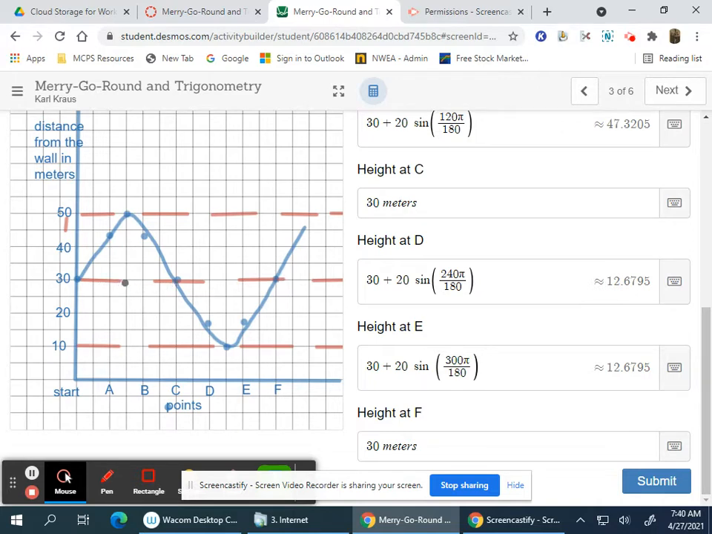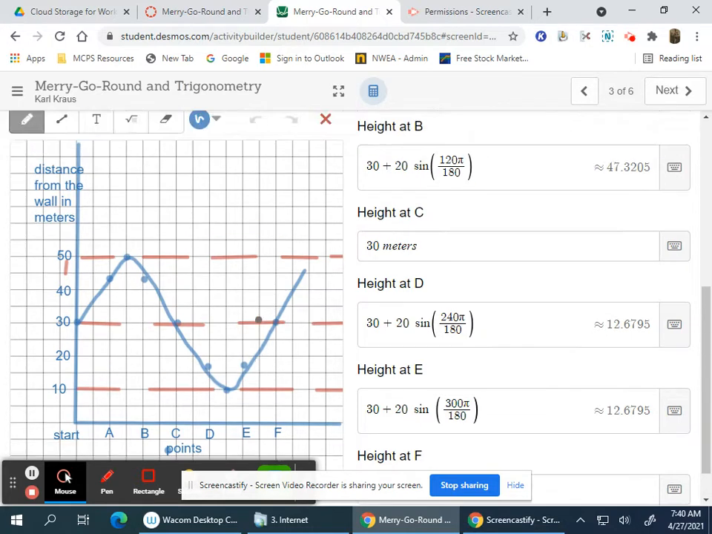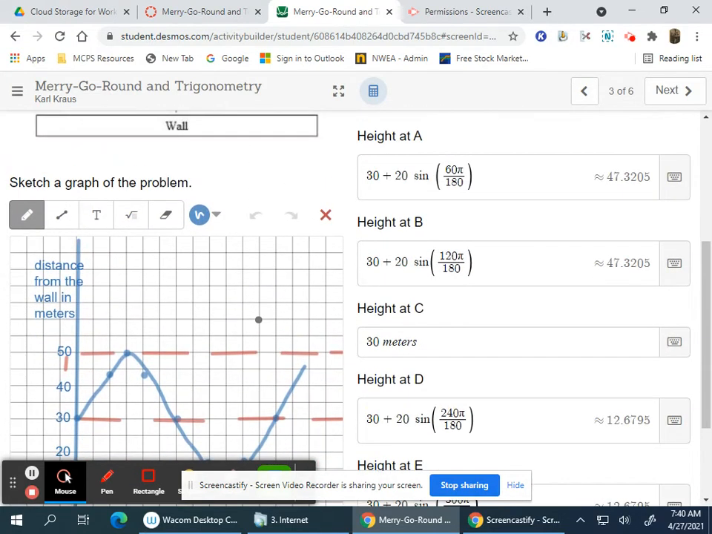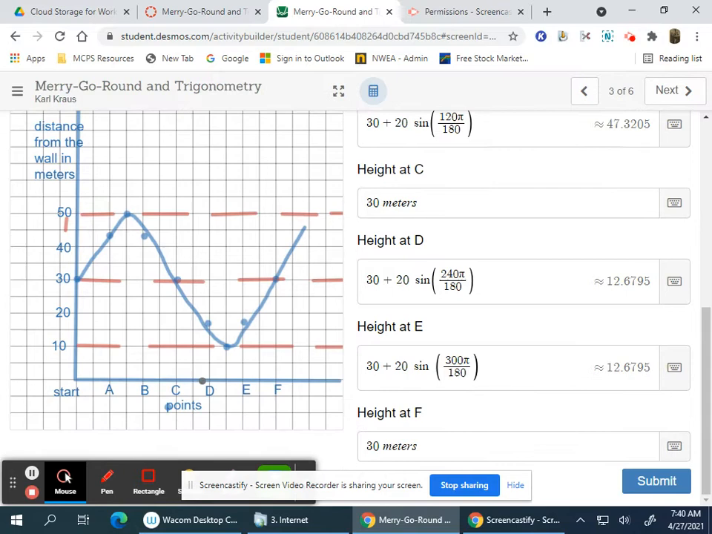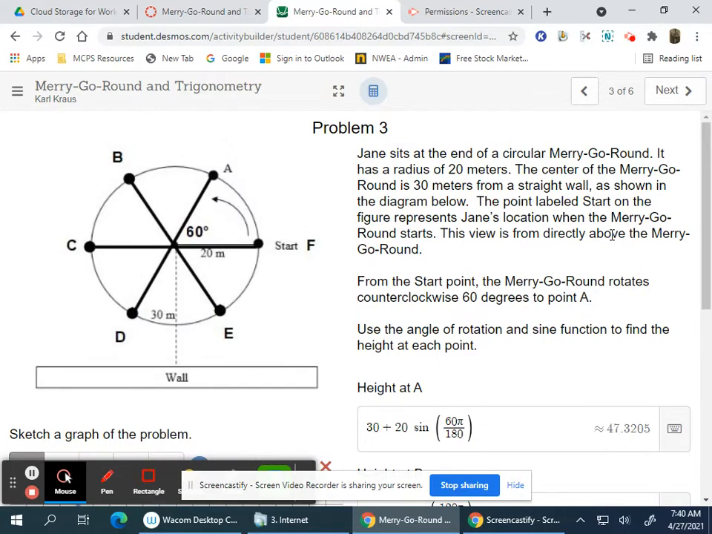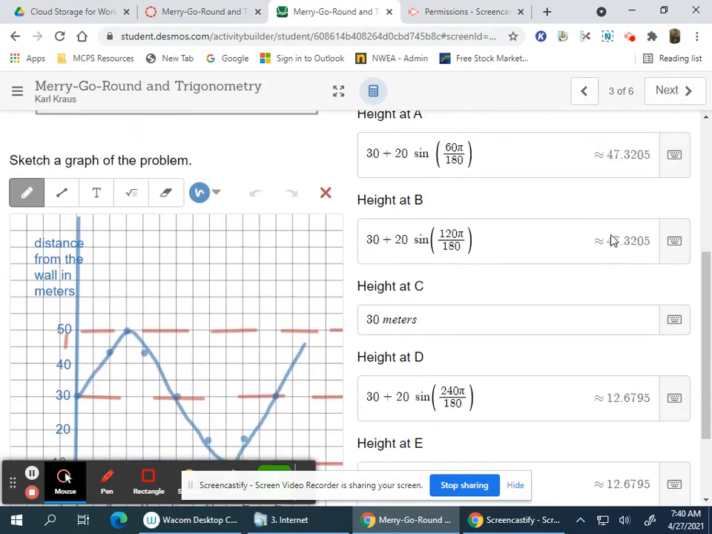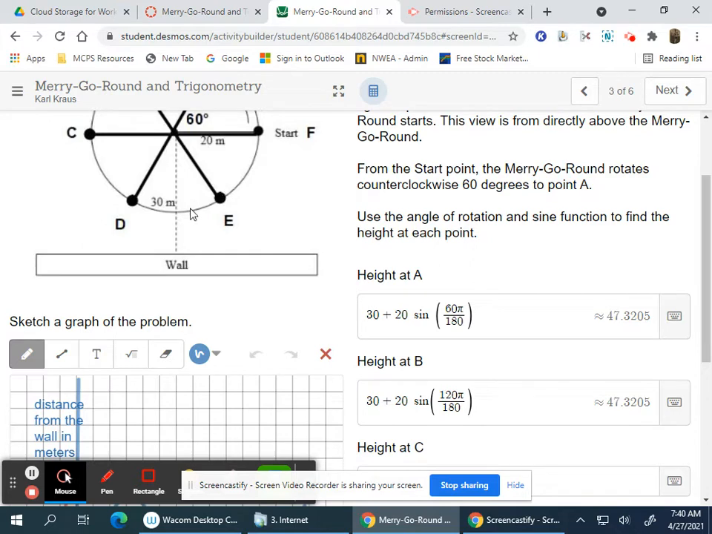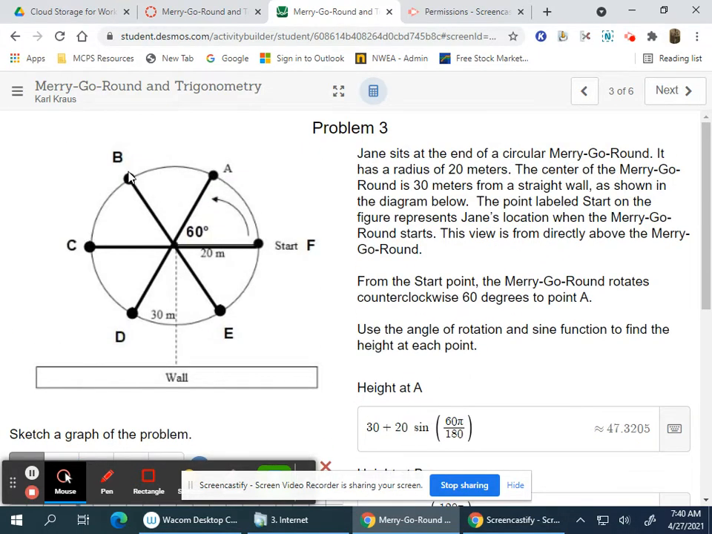Then halfway between A and B, I'm at a maximum. Halfway between E and D, a minimum. And then I could try to plot. A is about 47. B is about 47. D is about 13. And E is about 13. And then draw a smooth curve through there, a sine curve. So you can see halfway between D and E is the minimum, and halfway between A and B would be the maximum height.